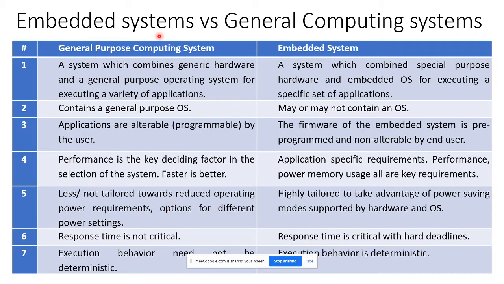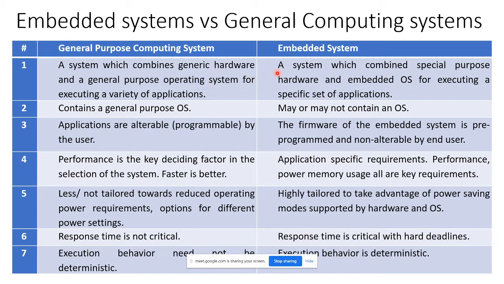So then I was talking about the embedded system versus general computing systems. So we'll see what are the differences. We have your general purpose computing system here, and the embedded system on the other side. We'll start comparing these. First of all, like we saw, a general purpose system is, as the name suggests, for general use. It has a general purpose operating system, and it has generic hardware, and it can be used for multiple applications. It's generic. A typical example is your PC or your laptop, right? So you can install whatever software you want on your laptop, and you can customize it as per your need.